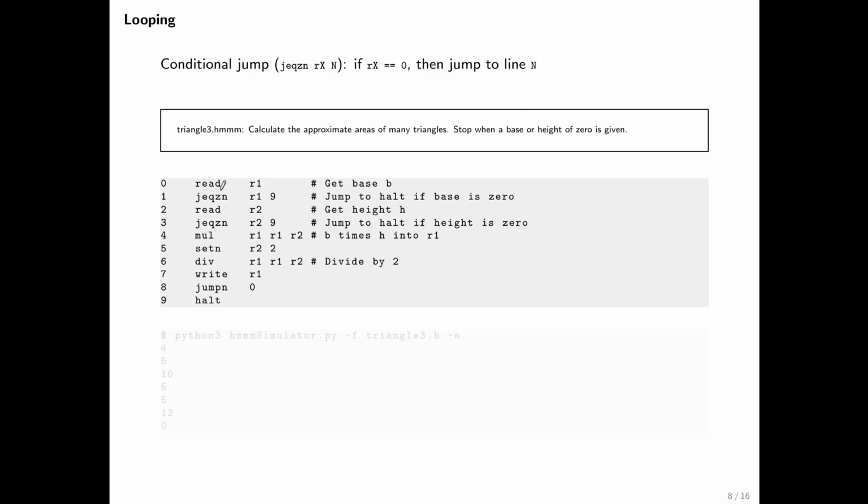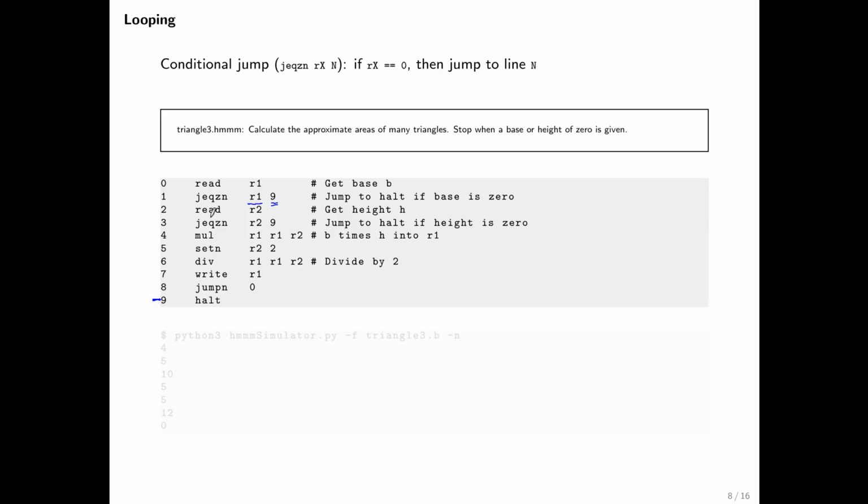Okay, so the very first instruction is getting the base from the user and storing it in register R1. And then we have one of these conditional jump instructions. Okay, and what are we saying there? Well, we're saying if the value of the register R1, meaning if the base is 0, then simply jump to instruction 9. What is instruction 9? It is halt. So we're saying if the base is 0, just halt the program, right? But if R1 or the base is not 0, then it's the next instruction that is executed.